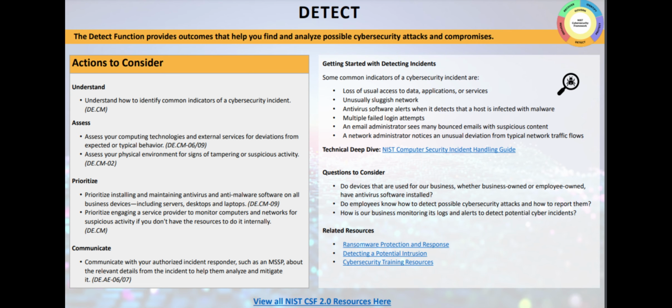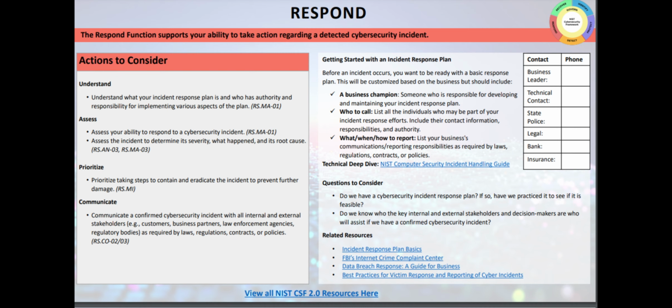Prioritize installing and maintaining antivirus and anti-malware software on all business devices, including servers, desktops, and laptops. Prioritize engaging a service provider to monitor computers and networks for suspicious activity. Communicate with your authorized incident responder, such as an MSSP, about the relevant details from the incident to help them analyze and mitigate it. The respond function supports your ability to take action regarding a detected cybersecurity incident.